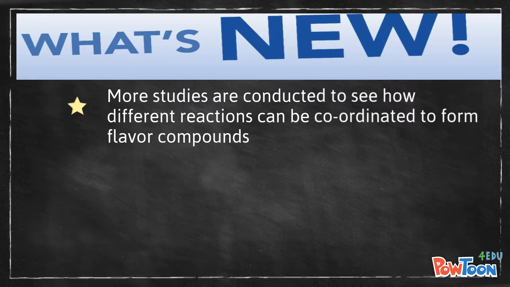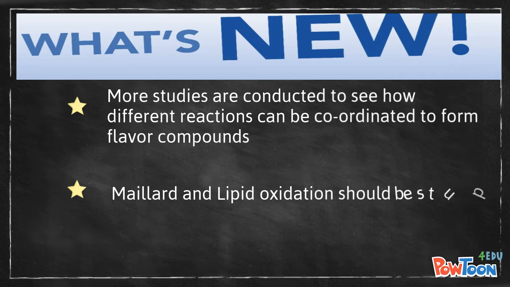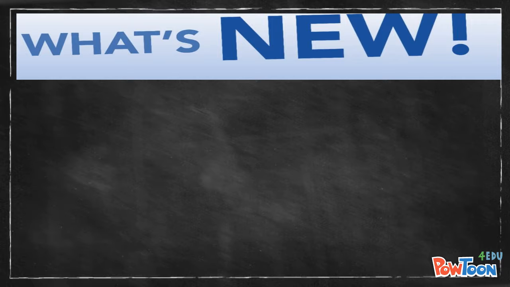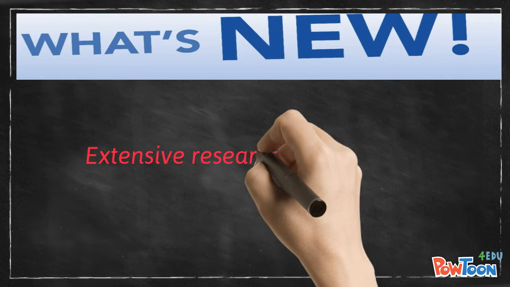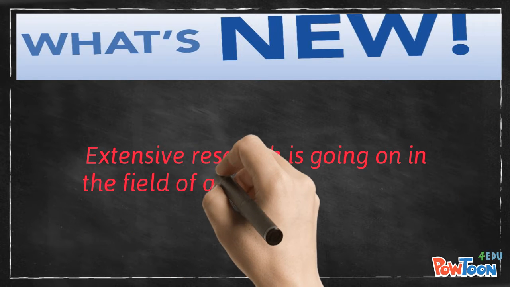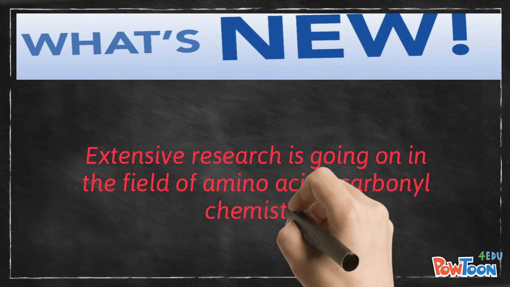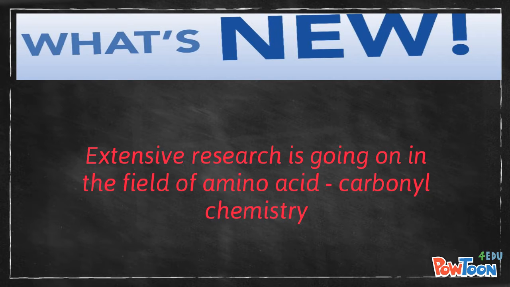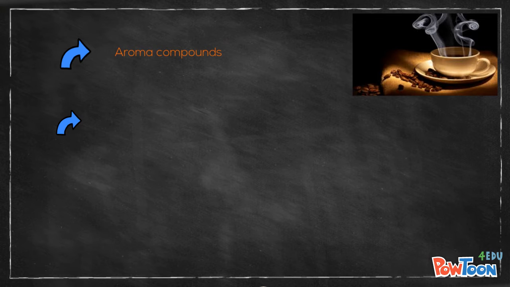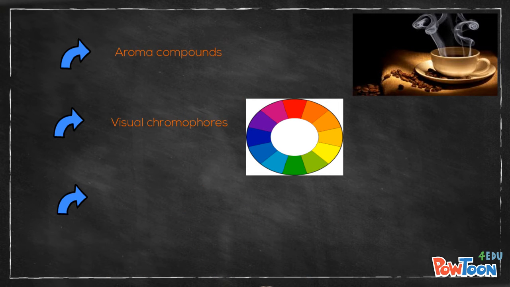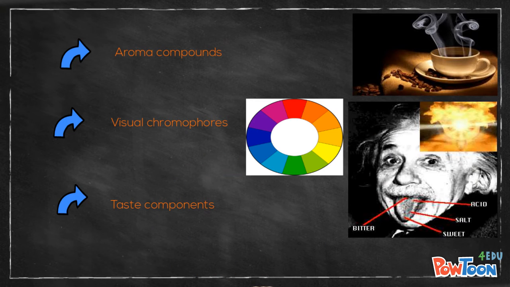There is evidence confirming the relationship between Maillard reactions and lipid oxidation reactions. The experiments on Strecker-like pathways in lipids suggest that both reactions should be studied together to understand the mechanisms in complex food systems. Extensive research and exploration is going on in the field of amino acid carbonyl chemistry, especially with the development of advanced technologies for research. And more often, the Strecker-like reactions are being considered not only as sources of aroma compounds, but also as contributors of visual chromophores and as trace components, as we have seen before.